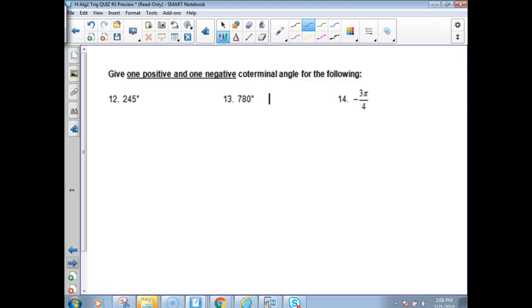Next part says give one positive and one negative coterminal angle for the following. Your answers must be in the form that the problem is in. So if it's in degrees, your two answers should be in degrees. If it's in radians, your two answers should be in radians. The way to do this is to take your degrees and add or subtract 360. If you add 360, you're going to get 605. If you subtract 360, you're going to get negative 115. Now, how do you do 780?